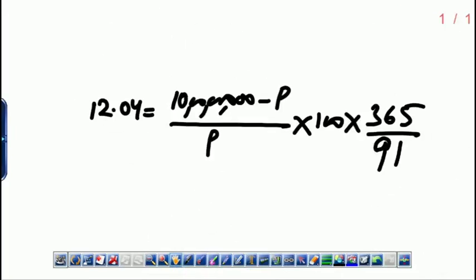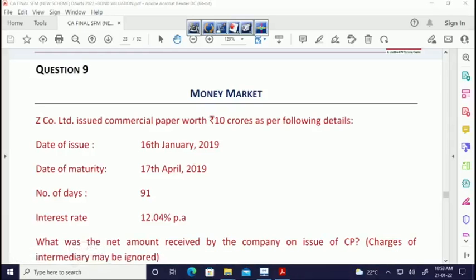Coming to CA final, this should be very obvious to you. Now, what I was saying is that suppose in this sum, the question would have been calculate the annualized cost of issuing the commercial paper if stamp duty this much, rating charges this much, brokerage this much. In that case, you need the 12.04%. Please understand. So 12.04 is given. If the price was given, you know how to calculate 12.04.